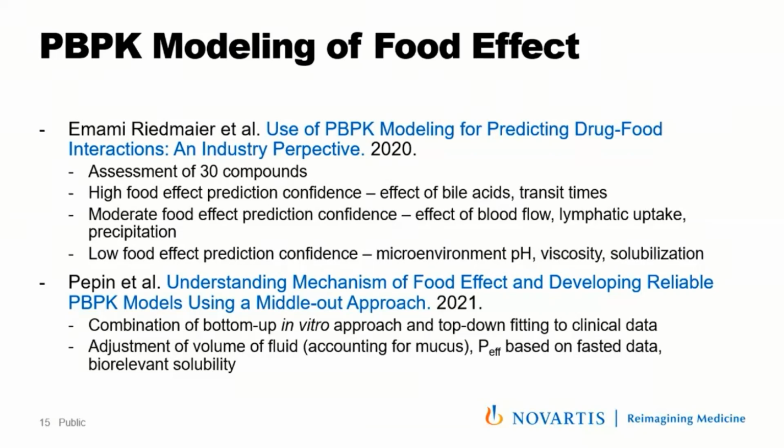Pepin et al. explained in more detail how a combined bottom-up and top-down, that is middle-out approach, was used to increase confidence in some of these food effect predictions. Some adjustments of fluid volume had to be made, as well as permeability fitting on data from study in the fasting conditions.